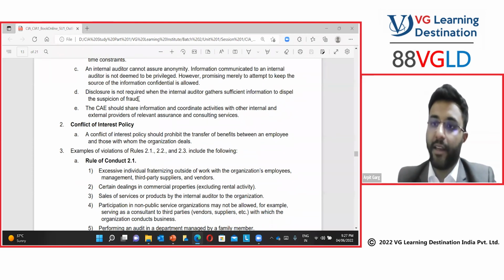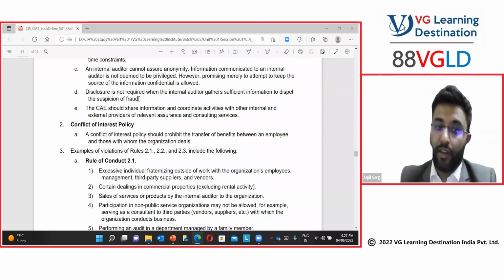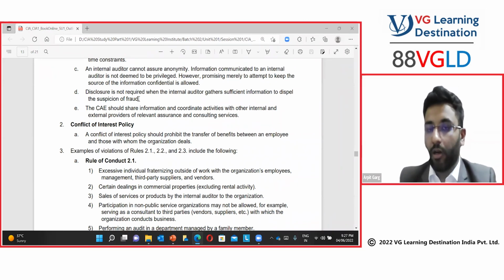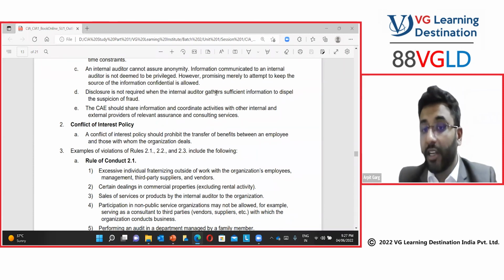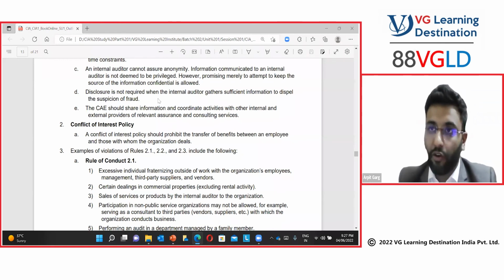Disclosure is not required when the internal auditor gathers sufficient information to dispel the suspicion of fraud. Now, this is again important. Let's say we have been suspicious about a fraud going on, but it's just a suspicion. Before the audit committee or management reporting, we did a deep dive into the activity we were suspicious about, and got comfort that there is no fraud going on. In that case, we can dispel it, and we do not impair objectivity.